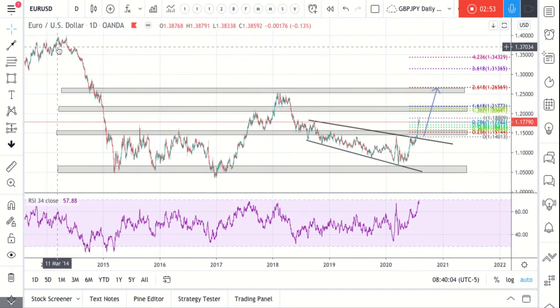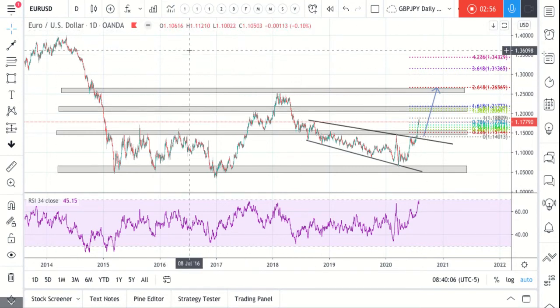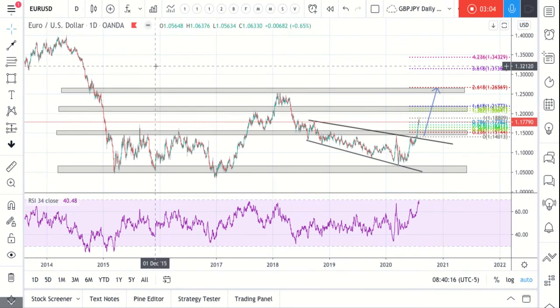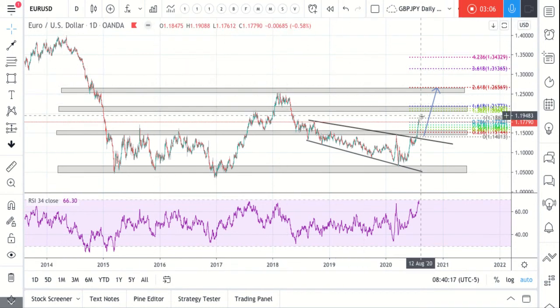If you go back to my video on Euro USD, the long-term outlook, I'll put the link in the description. You can see that if you add DXY, they're inversely correlated. You can see that this level right here looks to be a very good level for price to move up to and DXY to move down to.